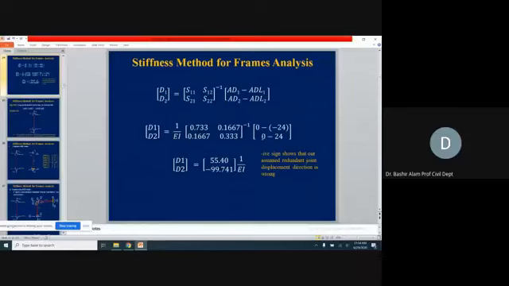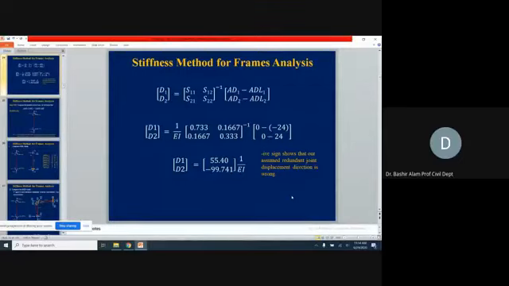AD1 and AD2 were 0, 0. ADL1 was minus 24. So this is how you see now. This minus is in the original equation, but this minus is coming with the ADL value. So we put this with the original sign now, which is minus 24. And here it was plus 24. So still it is plus 24. D1 and D2, it is now becoming 55.40 and D2 is becoming minus 99.741. Now the negative sign shows that our assumed redundant joint displacement direction is wrong.